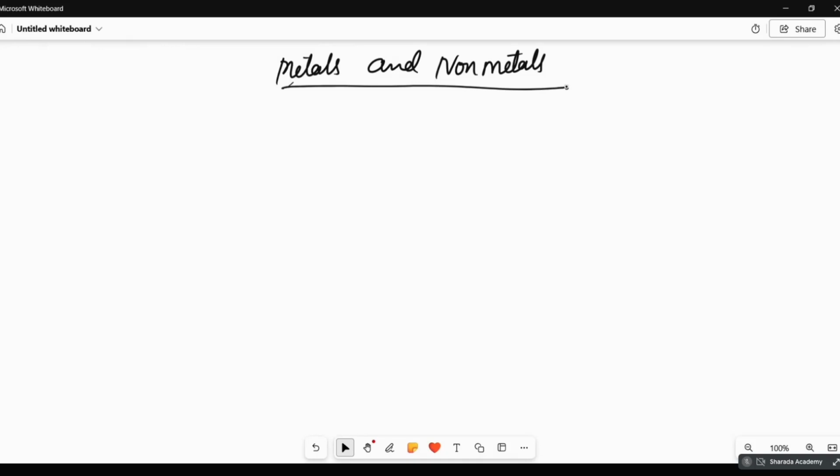Metals and non-metals. First, we will study the physical properties. What are the physical properties of metals? Metals are lustrous in nature. Metals are sonorous, ductile, and malleable. Metals are good conductors of heat and electricity. Metals are also electropositive in nature.